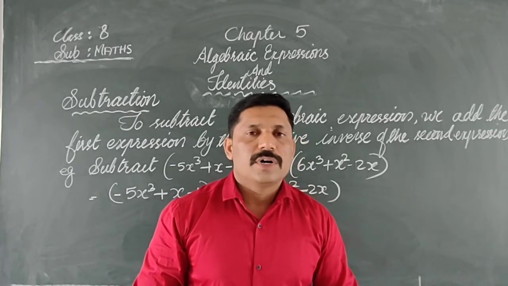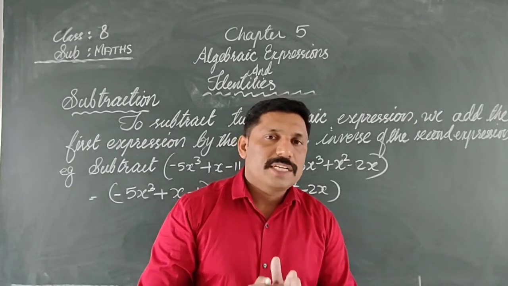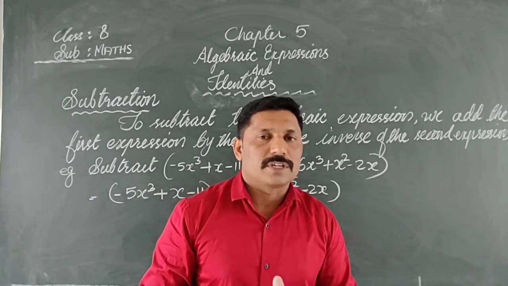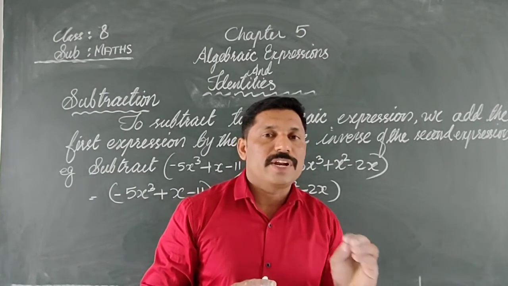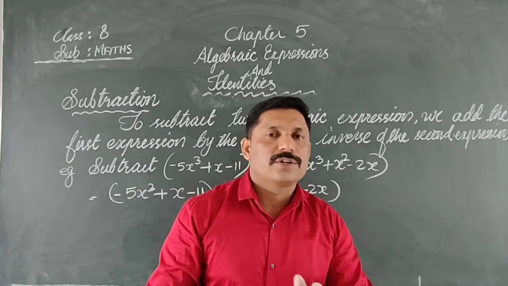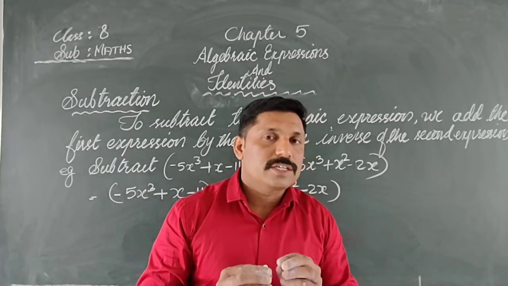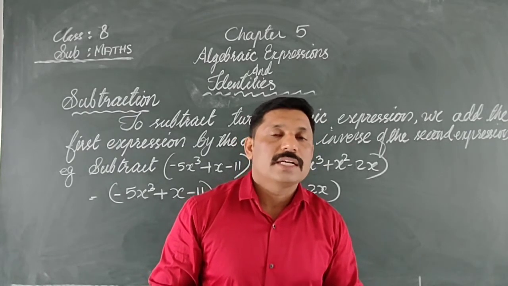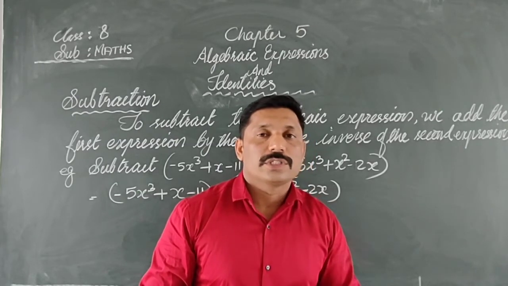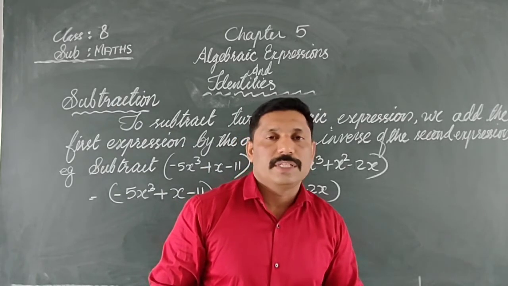Then what is additive inverse? How to take the additive inverse of the second expression? Additive inverse means we change the symbol. So in order to change the symbol of the second expression, we change the symbol of every term of that expression, and then we add both. Then it is changed to addition only. The same process we followed for addition, we follow after taking the additive inverse of the second expression. This is the method to subtract two algebraic expressions. We can see it with this example.